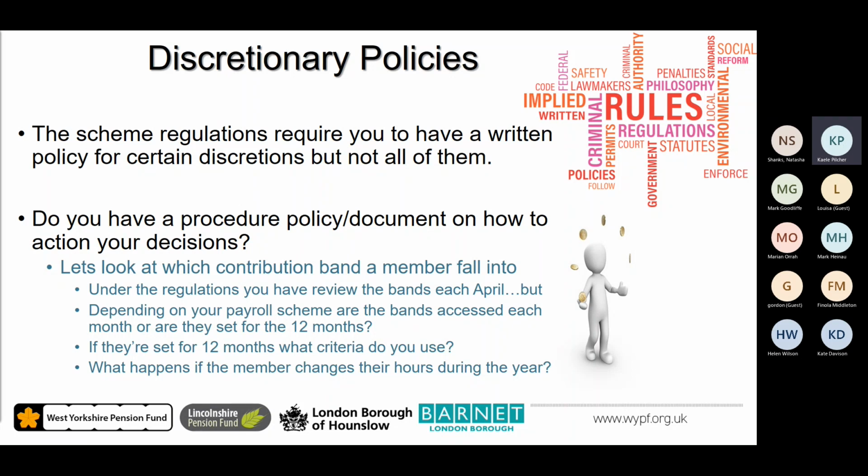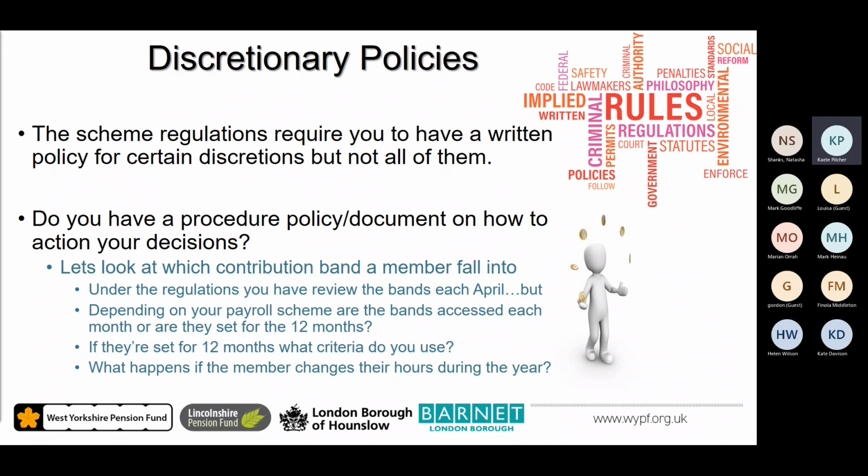But if you do set them in for 12 months, what criteria do you use? How do you decide which band they're going to fall into? And what happens if the member changes their hours during the year? Do you change their bands? Do you leave it as it is? What happens if, like now, we've just had a backdated pay award?